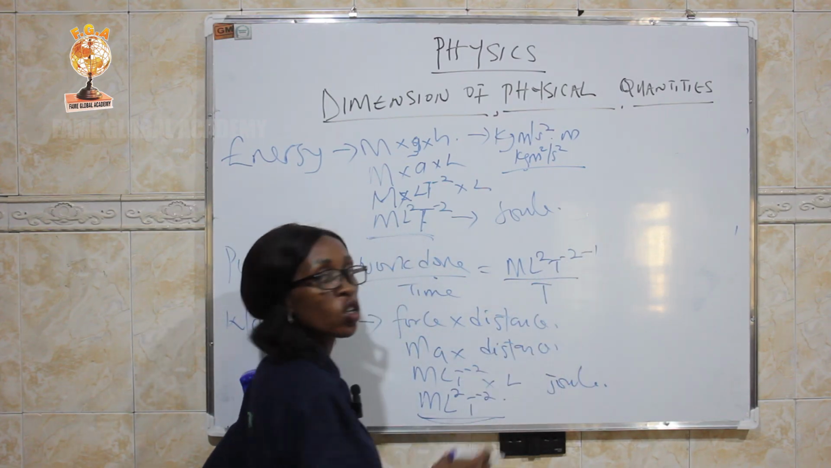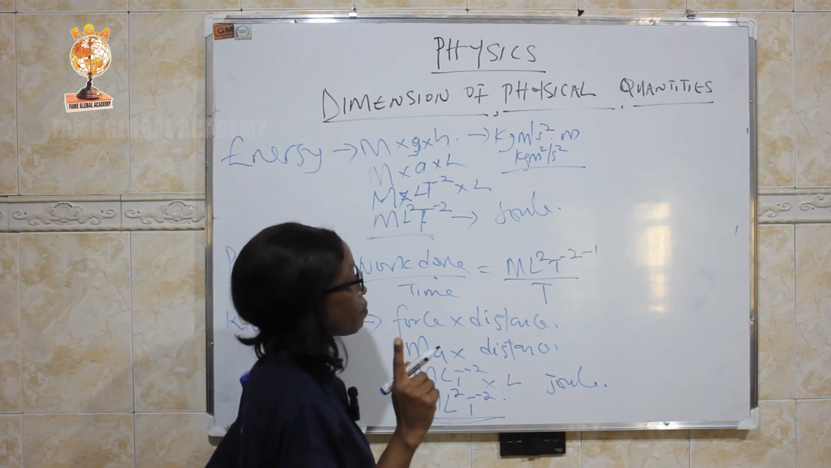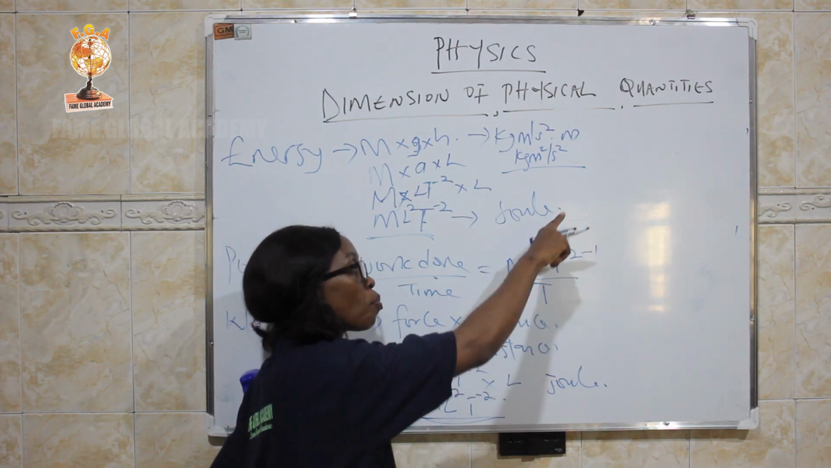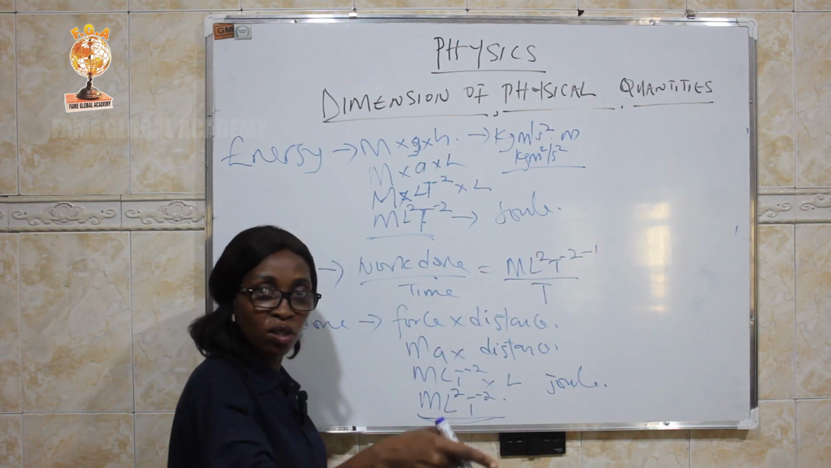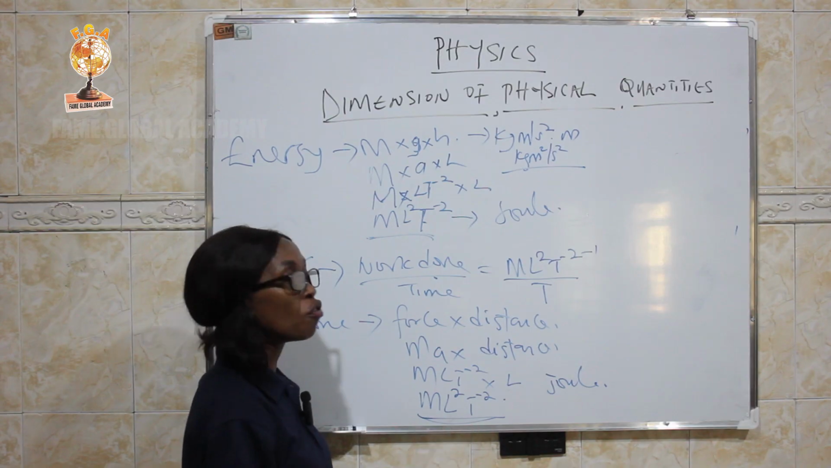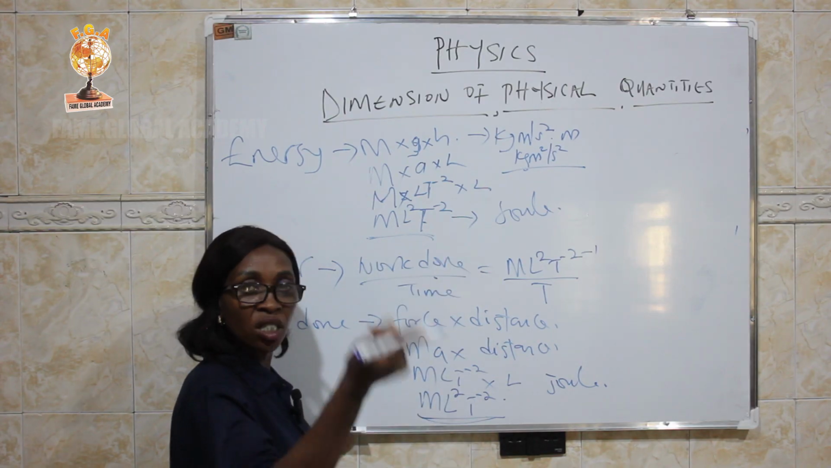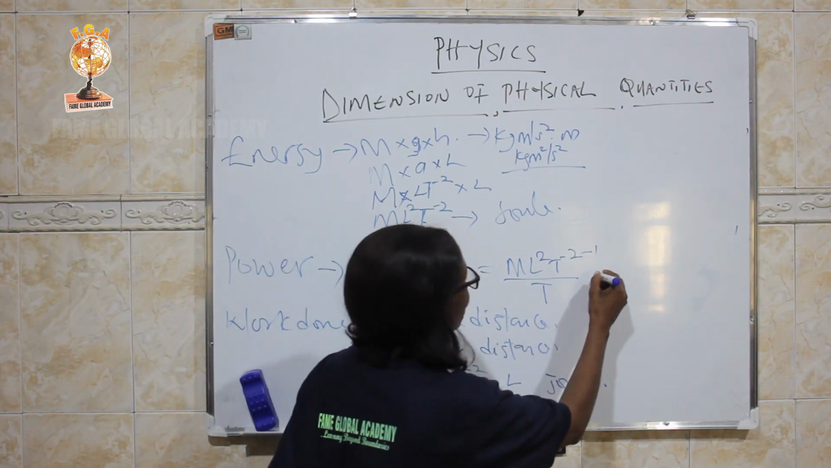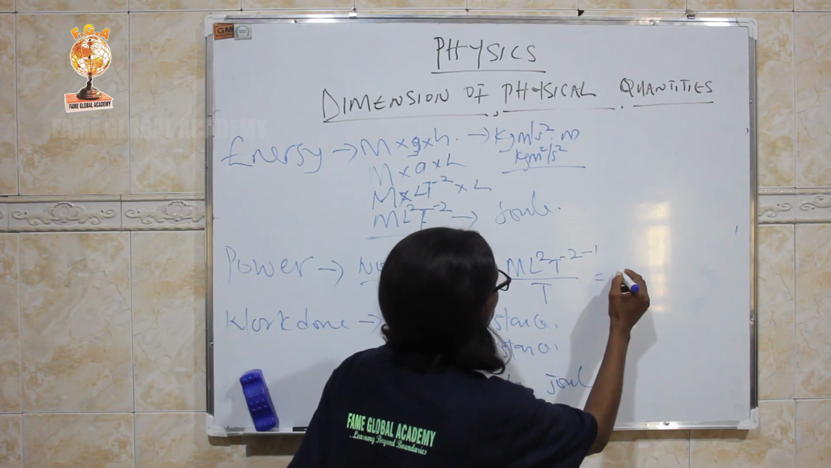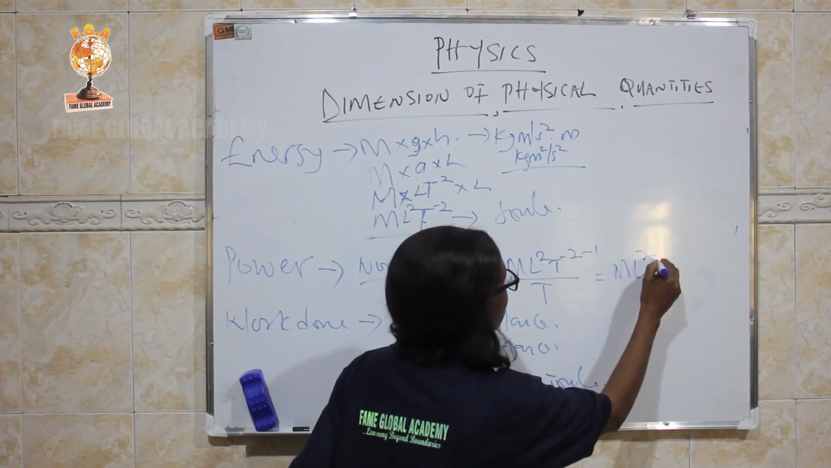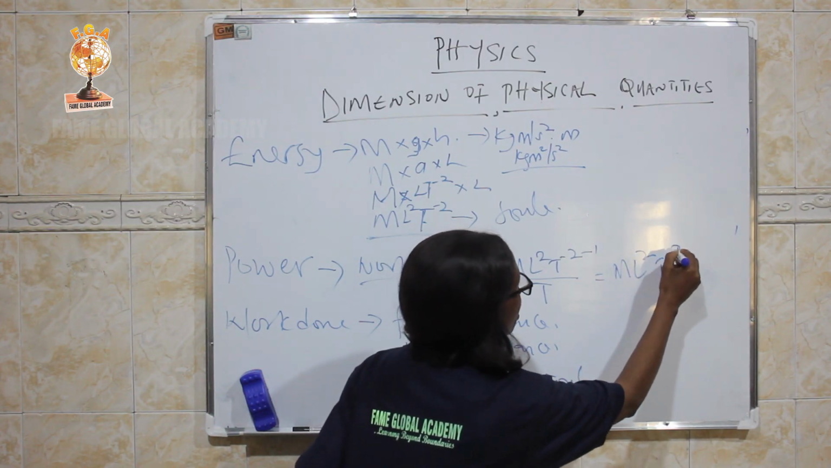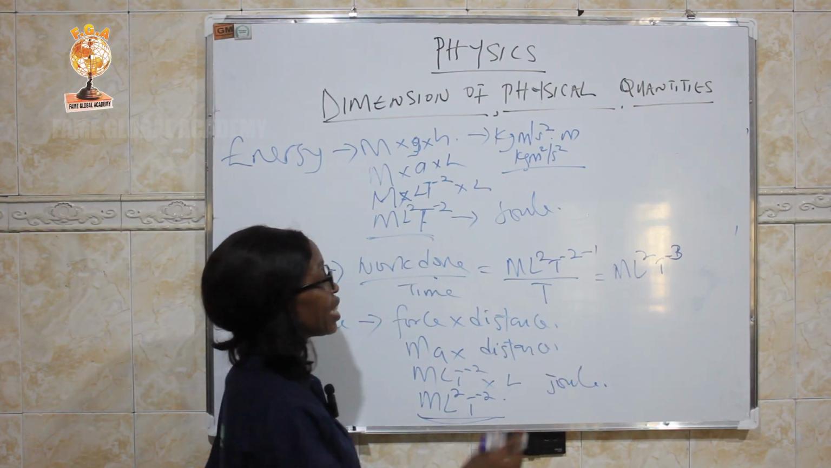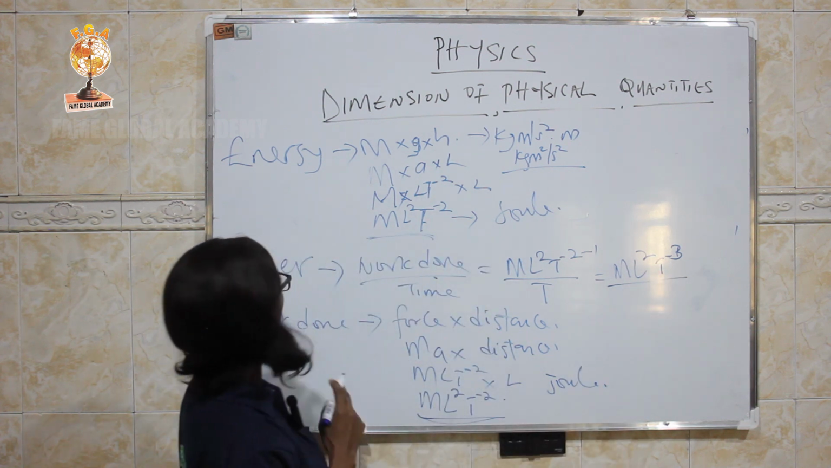So as I'm moving it upward, it becomes plus 1. Once a sign is moving upward, the sign will change. If it's a positive sign, it will change to negative. If it's a negative sign, it will change to positive. So if I combine this together, it becomes ML squared T minus 3, because minus 2 minus 1 is minus 3. So this now becomes the dimension for power.